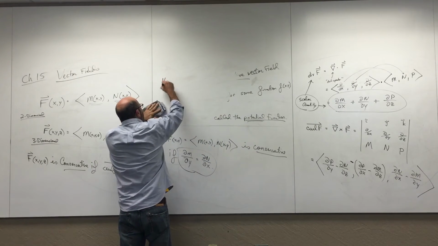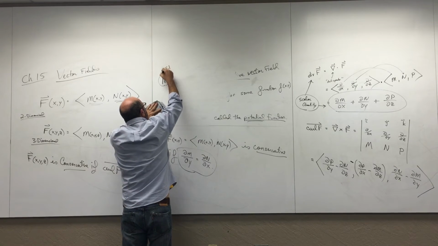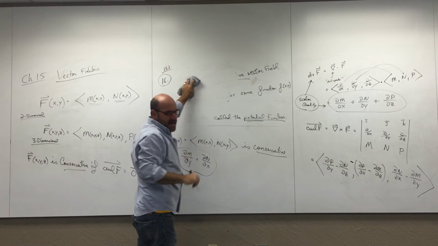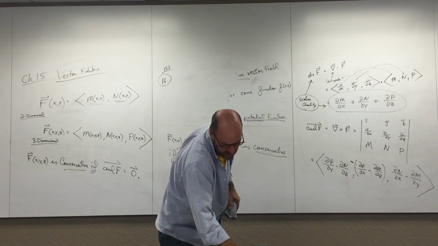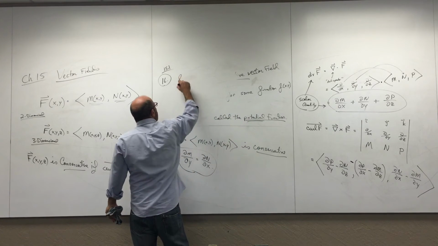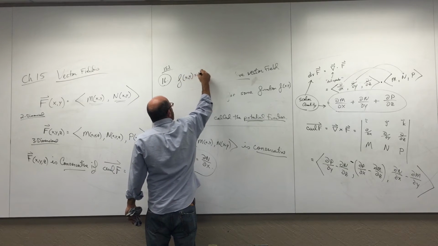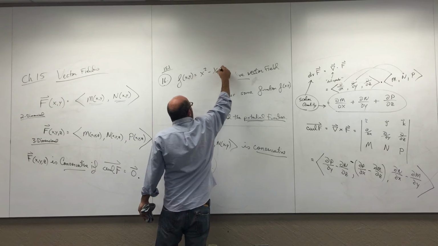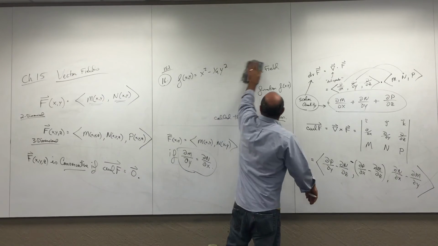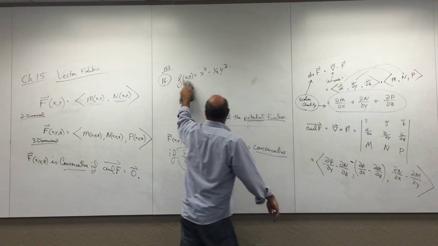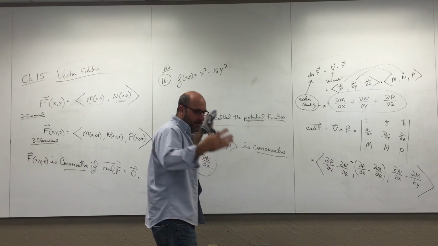Number 16 is kind of weird. I'm in 15.1, I'm going to do a little homework. It gives me this function, but it's giving me a scalar function, x squared minus 1/4 y squared. I thought this chapter is all about vector fields. This is not a vector field. This is some function. Maybe it's called a potential function. Let me read what it says here.